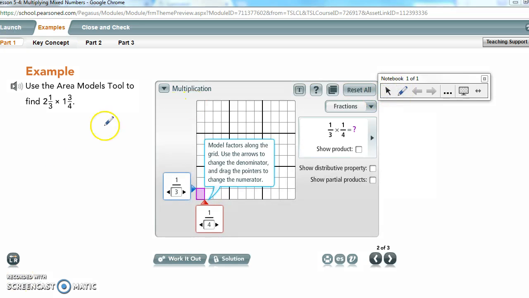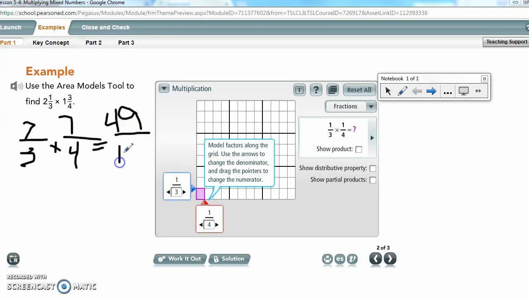So for part 1, they want us to graph some of these things, but I'm going to skip that today, and I want us to focus on doing the wheel and multiplying two numbers by using the wheel. So 3 times 2 is 6, plus 1 is 7. I get 7/3. This other one, 4 times 1 is 4, plus 3 is also 7. I get 7/4. 7 times 7 is 49, and 3 times 4 is 12.